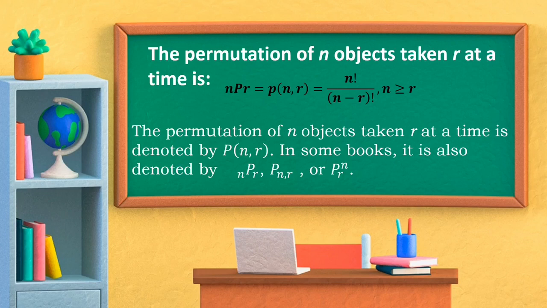The permutation of n objects taken r at a time is denoted by nPr. In some books, it is also denoted by these symbols. So if you see these symbols, this means permutation.